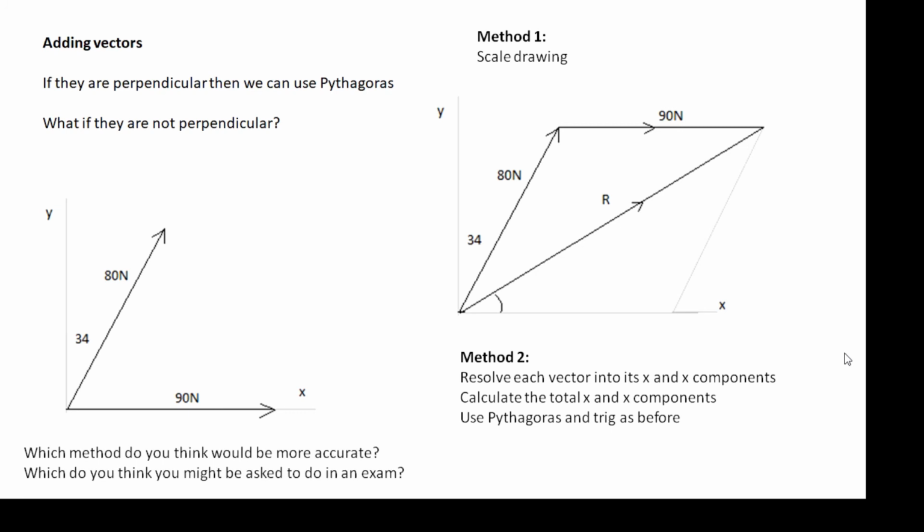Which method do you think would be more accurate? It's obviously going to be the mathematical way. Depends how many sig figs you use. Which do you think you might be asked to do in an exam? And again, it'll be the mathematical way, because when you get used to it, it'll be a lot quicker.